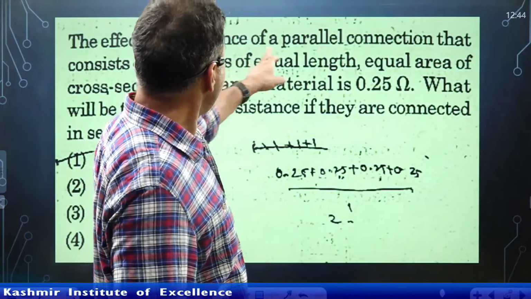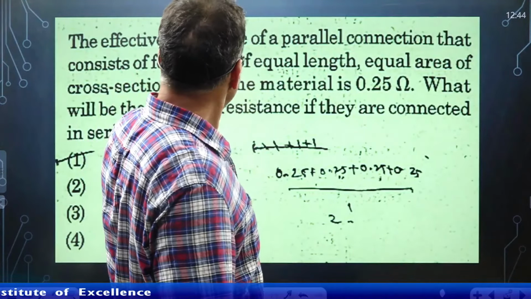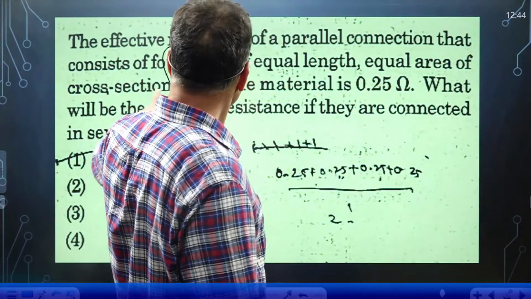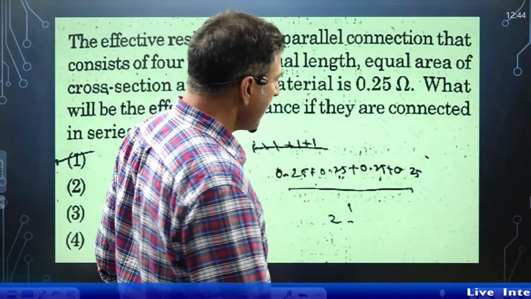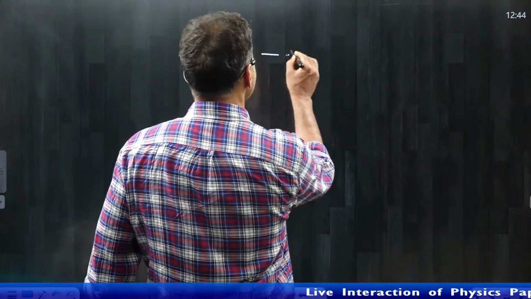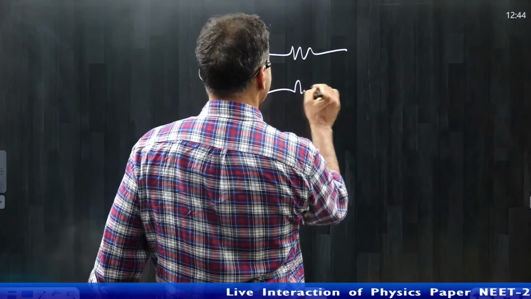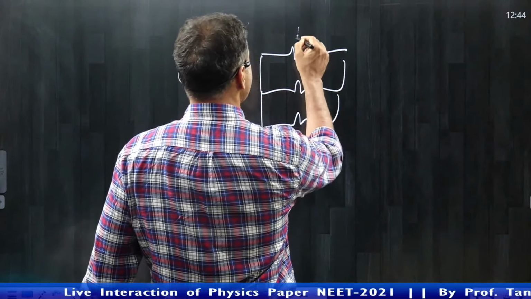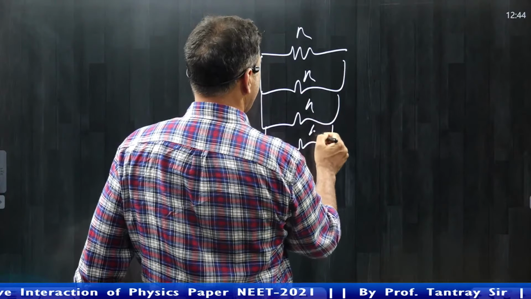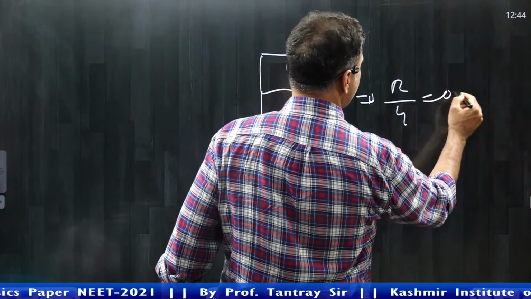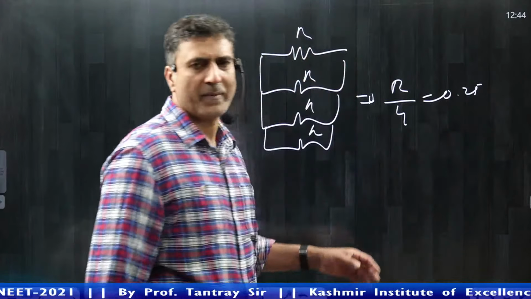The effective resistance of a parallel combination that consists of 4 wires of equal lengths, equal cross-section area, and the same material is 0.25. When I connect 4 resistors of equal value, let me suppose R, R, R and R, the total resistance is R by 4, and that is given to be 0.25. That's the question.